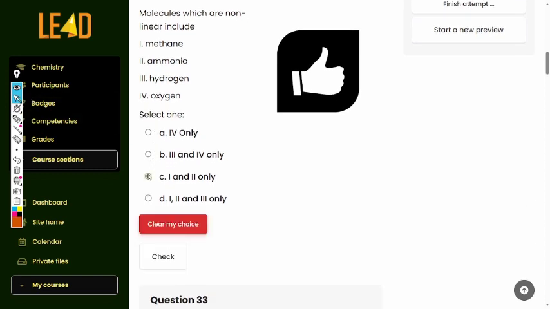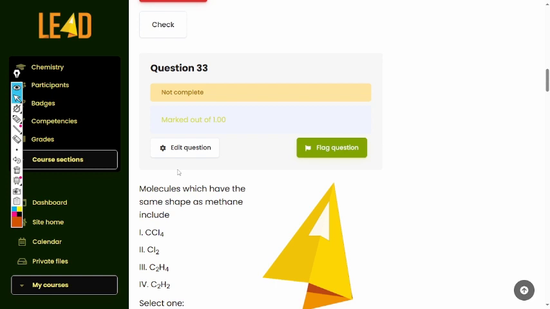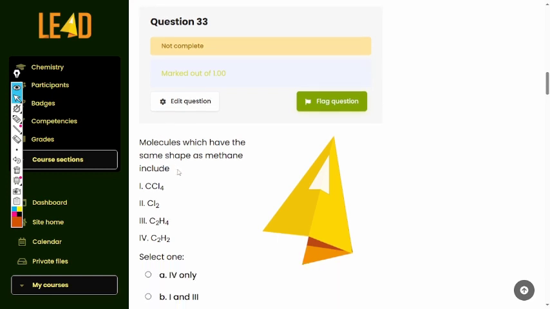Okay, so C. 33. Molecules which have the same shape as methane include, let's find out. So methane, carbon bonded to 4 hydrogen atoms. Okay, now let's see which one looks like this. Carbon chloride, so carbon bonded to 4 chlorine atoms. Okay, so we can see this kind of looks like this. So Roman numeral 1 is correct.